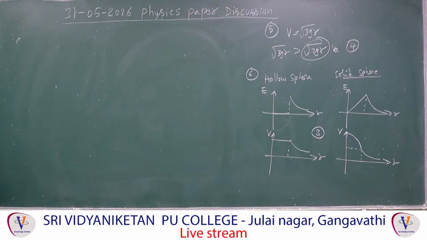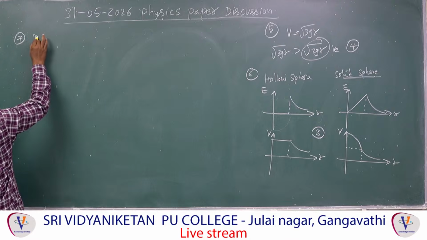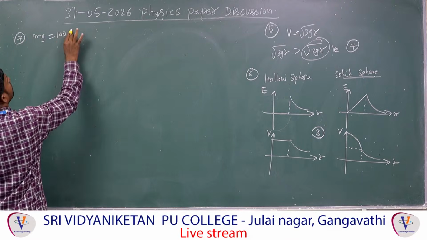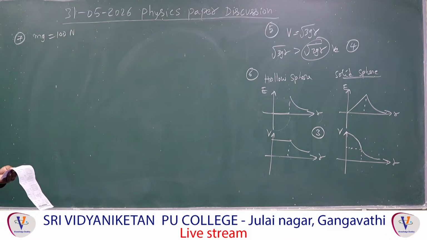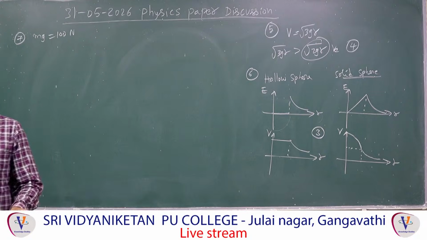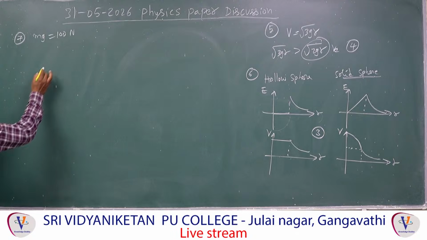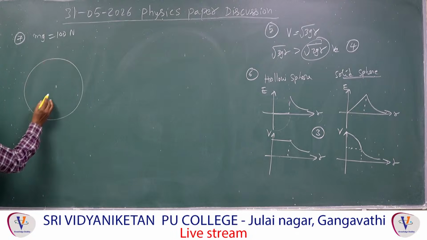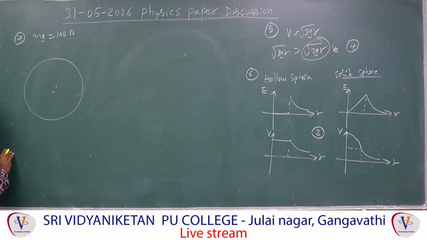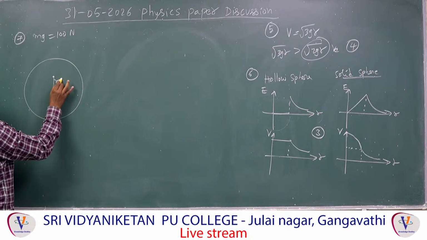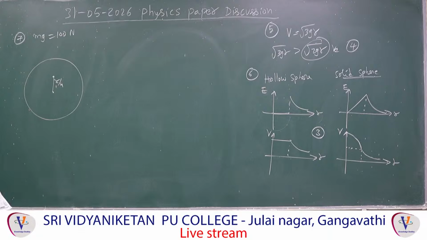Now question number 7. A body weighs 100 newtons on the surface of the earth. When the same body is taken to a distance R by 4 from the center of the earth, now listen carefully, it asks for the weight of the body at a distance R by 4 from the center of the earth.